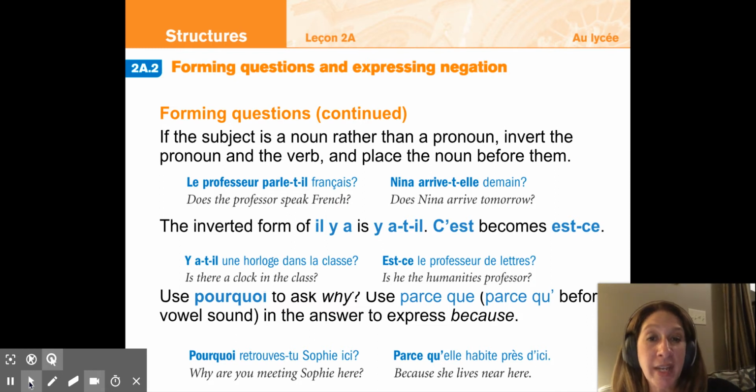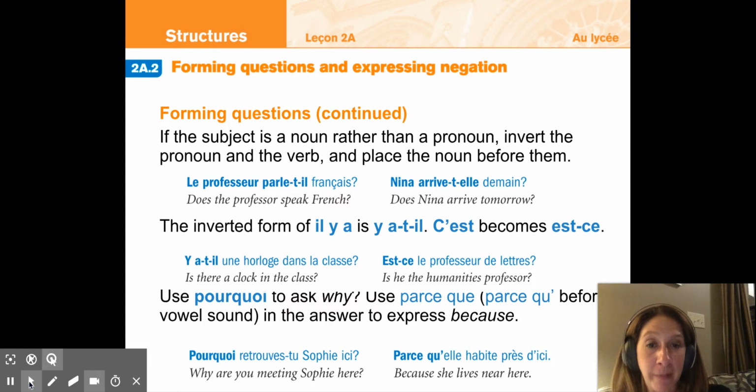If the subject is a noun rather than a pronoun, you're going to stick the actual subject, and then you're going to do inversion with the subject pronoun. So, for example, le professeur parle-t-il français? Does the professor speak French? You can't use inversion with the actual noun. You can only do it with a subject pronoun. So, if you're trying to be specific about what that subject pronoun is, you would say le professeur parle-t-il français? Nina arrive-t-elle demain? Does Nina arrive tomorrow? You can't do the inversion with arrive and Nina, so you have to use the subject pronoun that represents Nina.